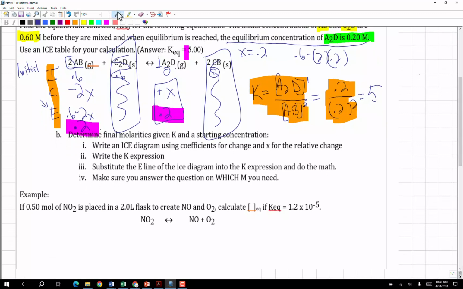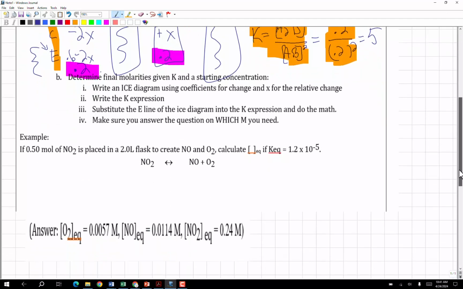Determine final molarities when given K and a starting concentration. So now instead I'm going to find these guys right here, and I'm going to be given all of the top, and I'm going to be given K. Write an ICE diagram using coefficients for change and x for the relative change. Write the K expression, substitute the E line into the K expression, and make sure you answer which molarity you need. So here we go. Now we get a real chemistry one.